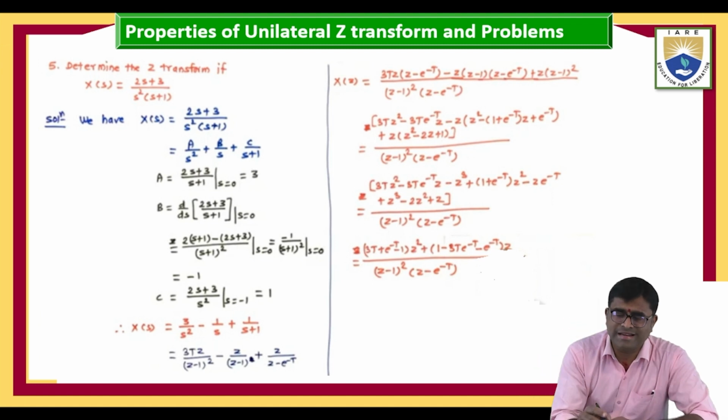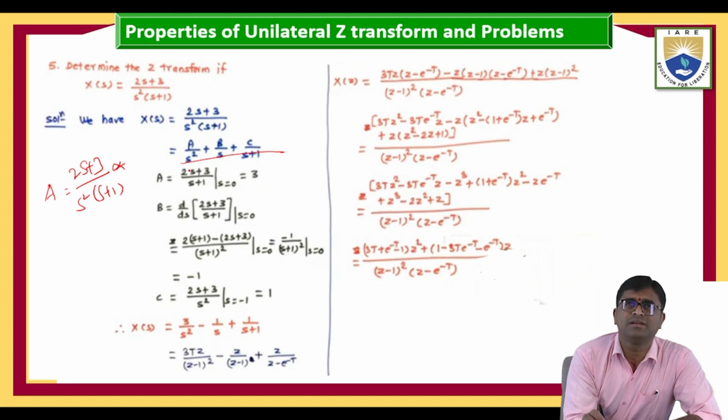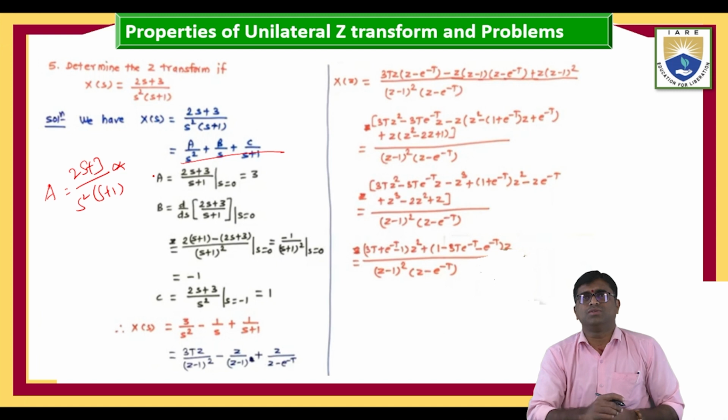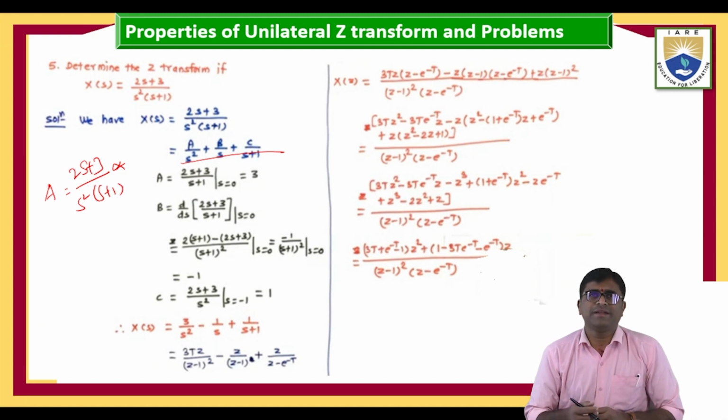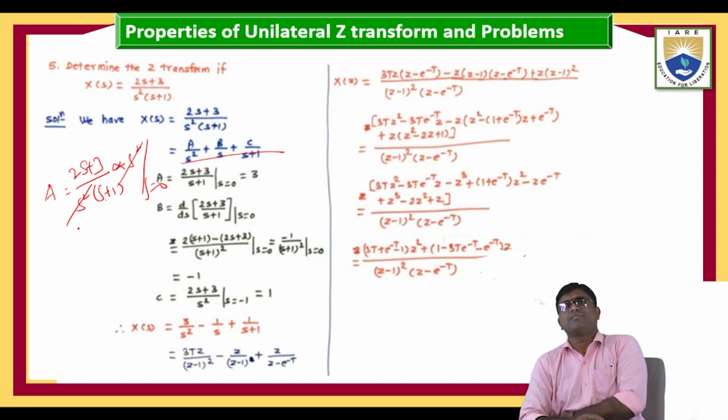Now for calculating the A, first of all, I have already explained it, but I am writing once again. For the total function (2s plus 3) by s square into (s plus 1), multiplied by s square, and s equal to 0. S square will cancel, s equal to 0, nothing but 0 is there, only 3 is there. Okay.